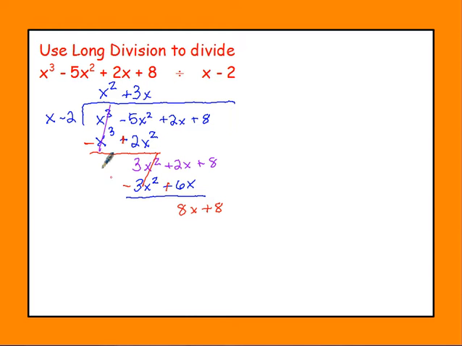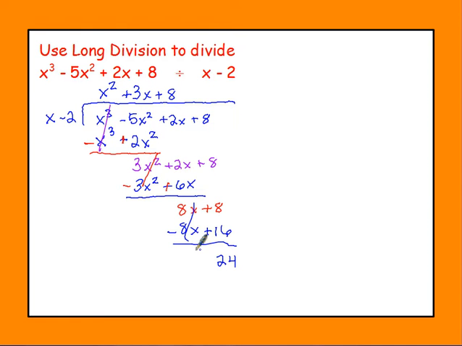Notice that I keep dropping. And do it again. x times what will give me 8x? That should be a positive 8. And then now multiply. 8 times x minus 2. So that would give me an 8x. And then 8 times negative 2 is a negative 16. And I want to subtract. And again, the way I do that is change the signs. This becomes negative. This becomes positive. These will cancel. 8 plus 16 is 24.